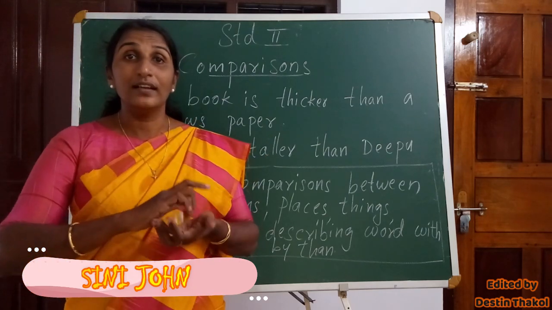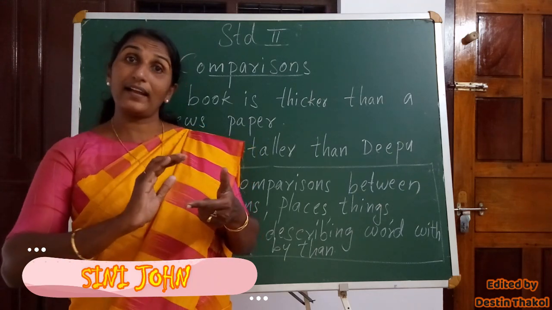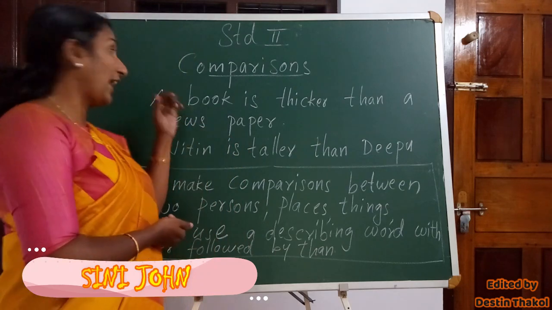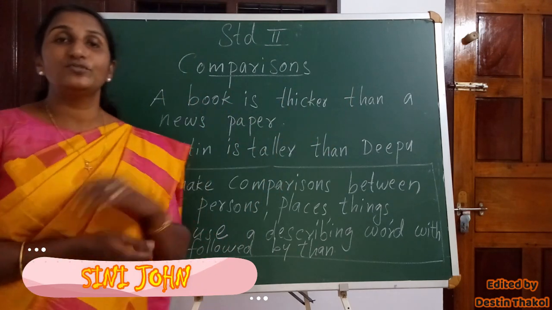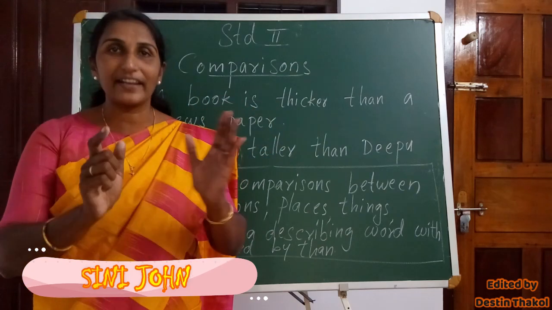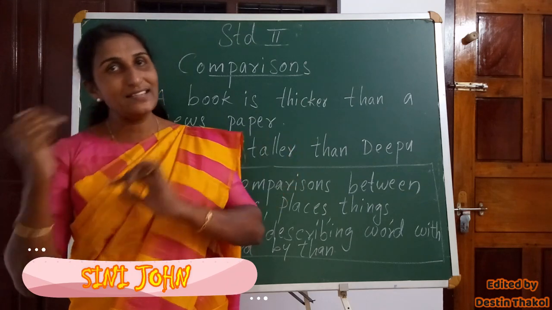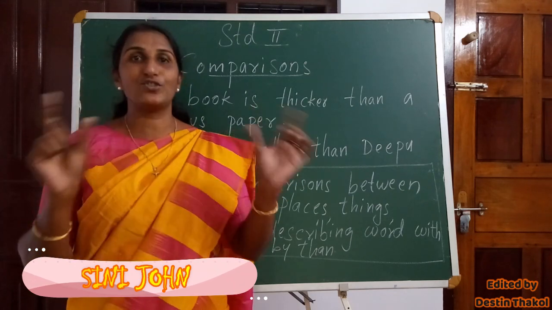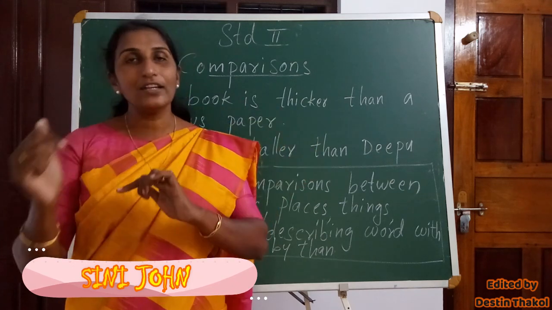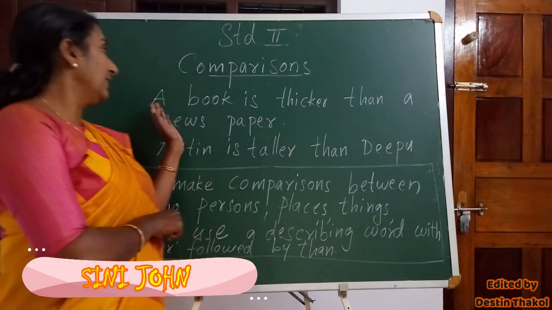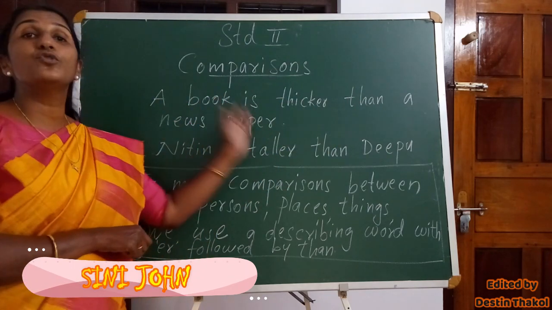A book is thicker than a newspaper. So this is a comparison. It has been compared. Then what are the objects? Book and newspaper. Things, two things. Two things, a book and a newspaper. So here a book is thicker than a newspaper.